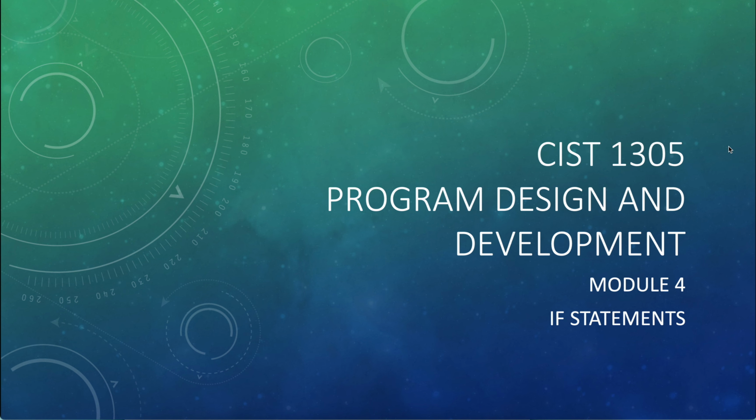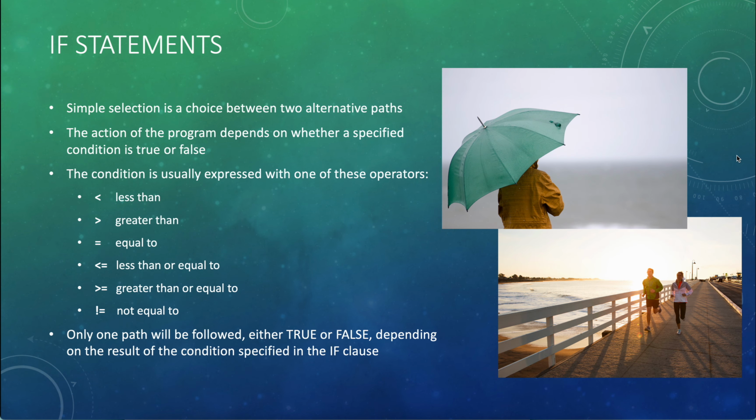In this video, we'll be discussing Module 4, if statements. So what is the purpose of an if statement? Simple selection is a choice between two alternative paths. So in a program, you can specify a condition and determine whether you want the program to do one thing or another, depending on whether that specified condition is true or false.